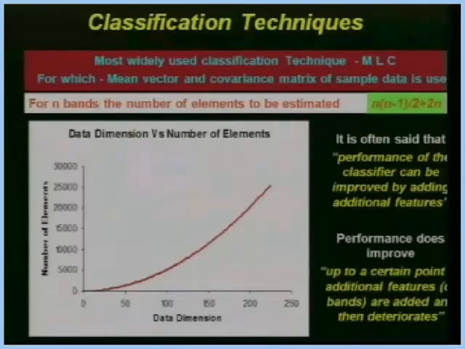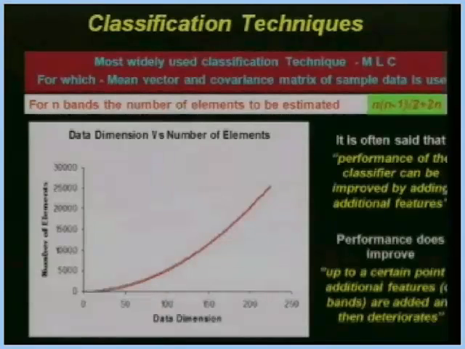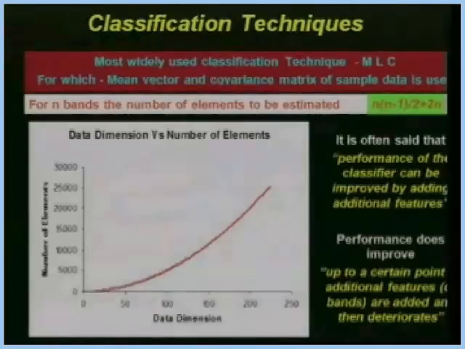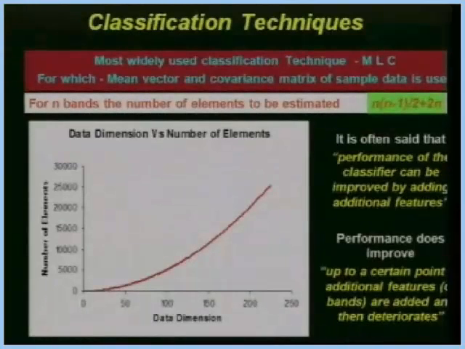If you have more bands, the number of elements to be estimated increases exponentially. But it is said that if you add additional features, which refers to additional bands, the classifier performance will increase. Yes, the performance of the classifier can be improved by adding additional features, but it only improves up to a certain point, and beyond that it in fact shows deterioration.